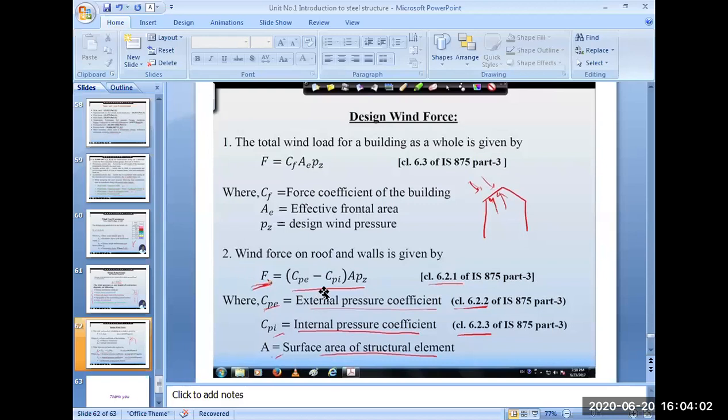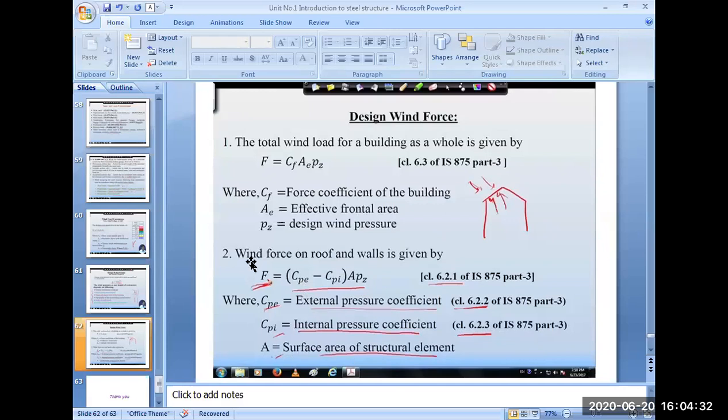Okay, now what is Cpe? External pressure coefficients, that again is given in clause number 6.2.2. Then Cpi, internal pressure coefficients, is given in clause number 6.2.3 of IS 875 part 3. And capital A is the surface area of structural element, means whatever area facing the wind, that area we have to consider for the calculation of the force.